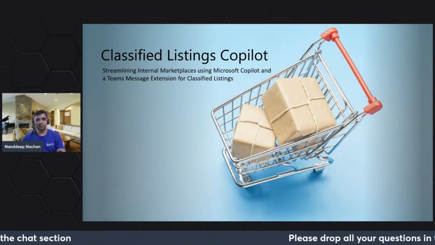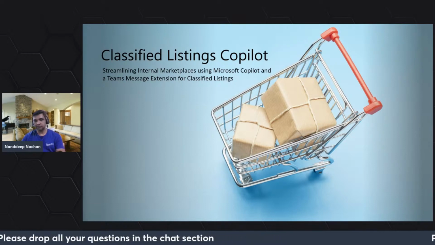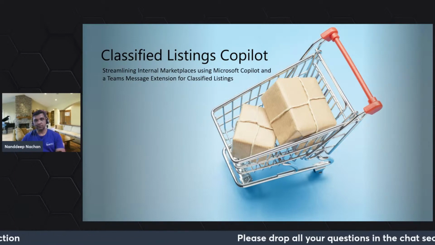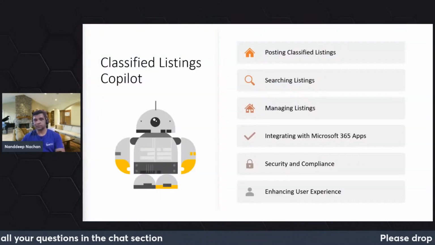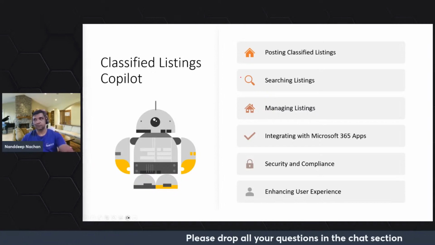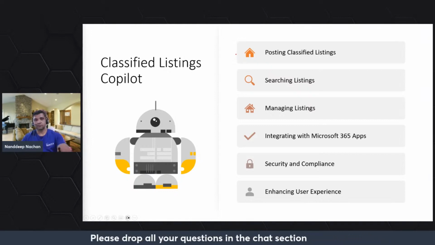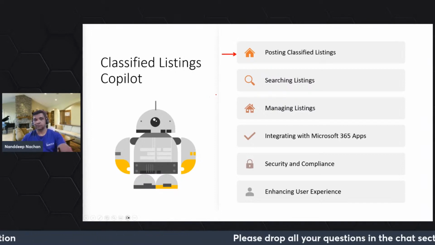By integrating this functionality into Microsoft 365, Copilot can transform the process of buying, selling, or renting items into a seamless AI-driven experience that leverages the full potential of the Microsoft ecosystem. Now here is how this functionality works with Microsoft 365, leveraging the capabilities of Copilot: posting the classified listing, searching listings, managing listings, integrating with Microsoft 365 apps, data and compliance, and enhancing the user experience. Let's see the first one, posting the classified listing.